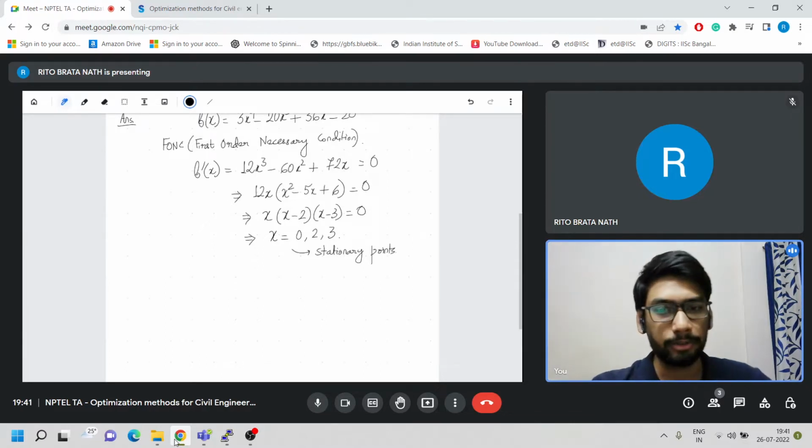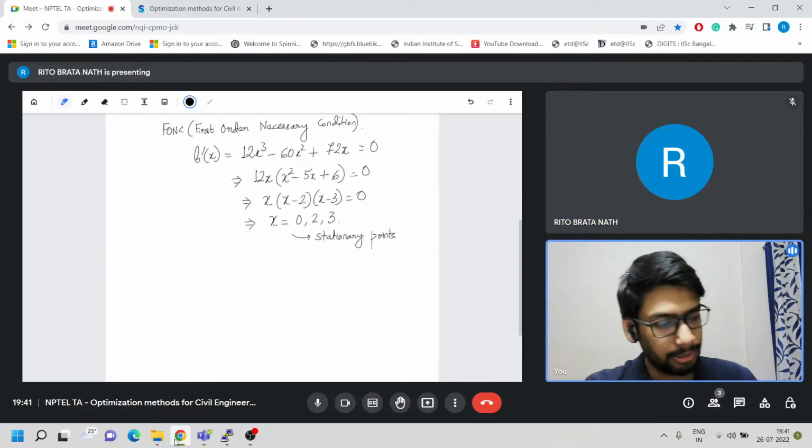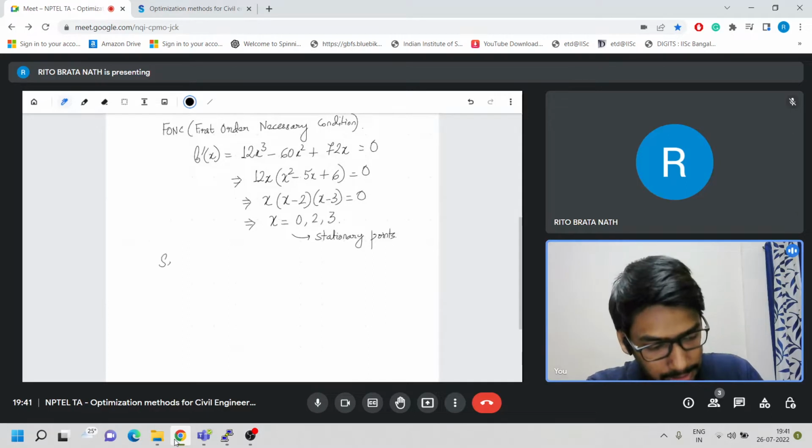Now you need to know whether a maximum or a minimum occurs at one of these points. So let us try and test that if you can. There is another concept called the second order condition.